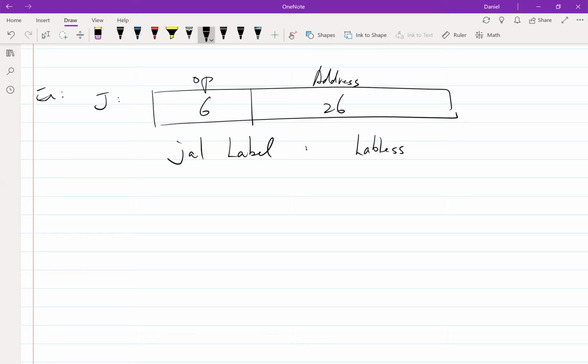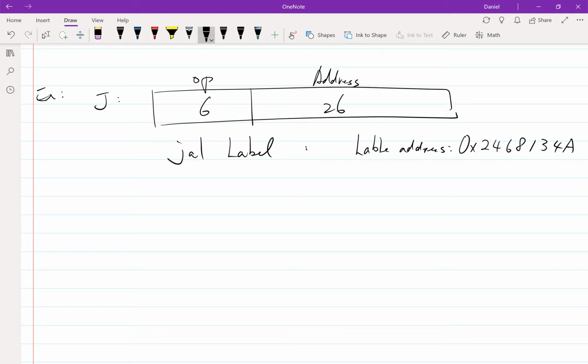Labels, address is 24681348. So again, I'm just randomly making up a 32-bit address, okay? So again, this is hexadecimal, and each hexadecimal digit is 4 bits, so totally I have 32 bits, okay?